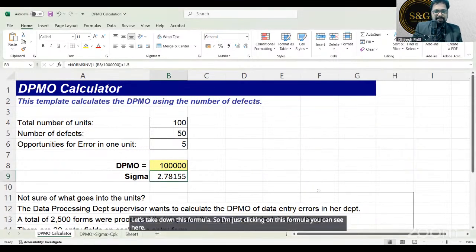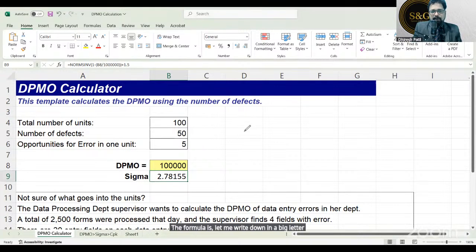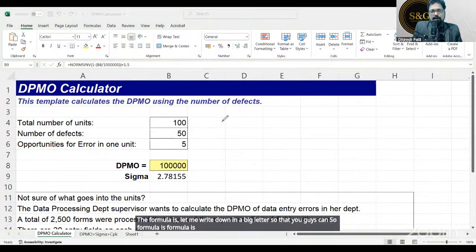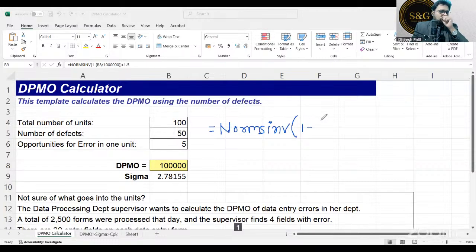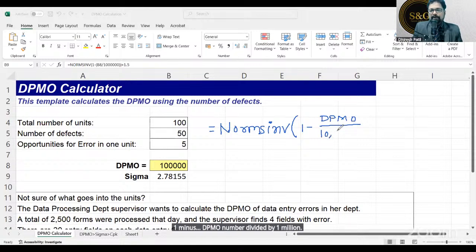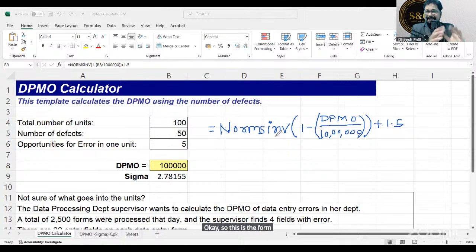The formula is, let me write it in big letters so that you guys can see. So the formula is NORM.S.INV, norms inverse, in bracket 1 minus DPMO number divided by 1 million, bracket close, plus 1.5. Okay. So this is the formula to calculate this sigma number.